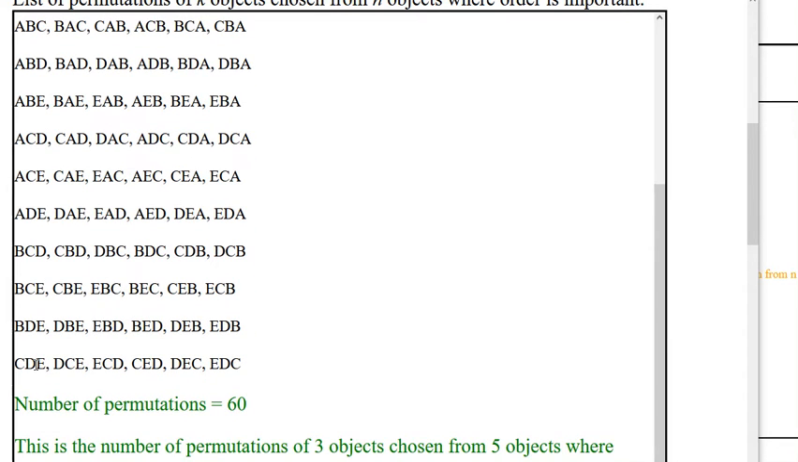But if the order is not important, meaning all arrangements with the letters C, D, and E will be counted as the same, then these arrangements right here will be considered one combination. And these would be considered one combination, one combination, one combination. And so there'll be a total of 10 combinations if the order of the letters is not important.